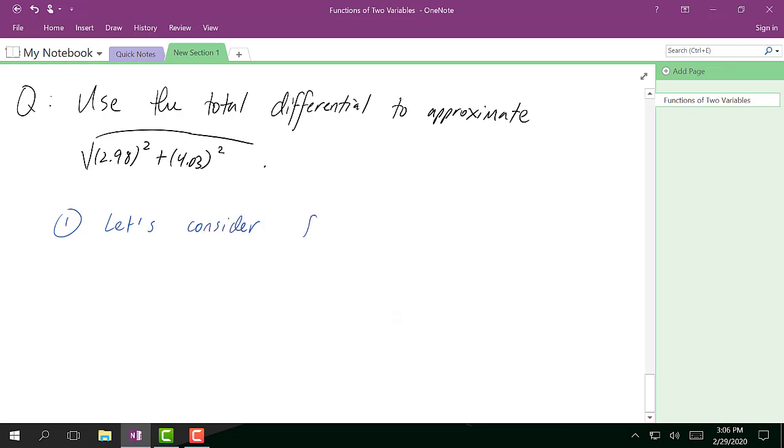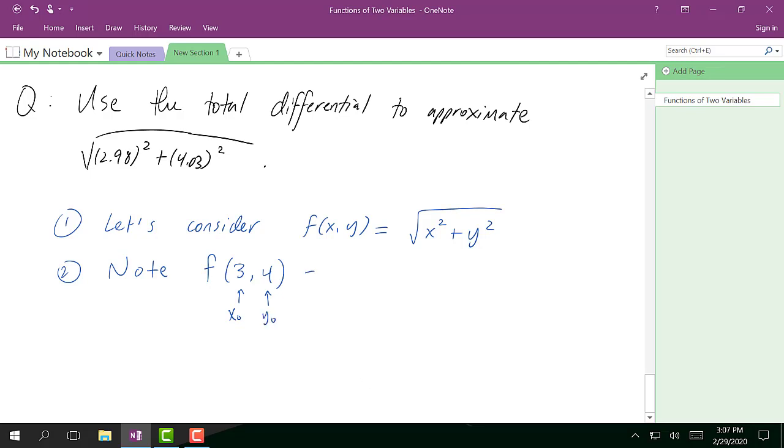the function f of x, y equals the square root of x squared plus y squared. Again, this is going to closely model what we have here because we have the square root of something squared plus another thing squared. And so part 2, we're going to look at f evaluated at the point (3, 4), because again 2.98 is very close to 3, 4.03 is very close to 4. And so this is what we're going to call x naught. This is what we're going to call y naught.